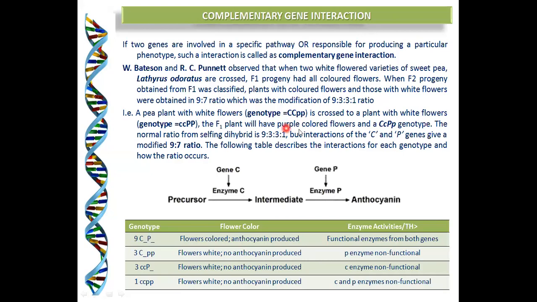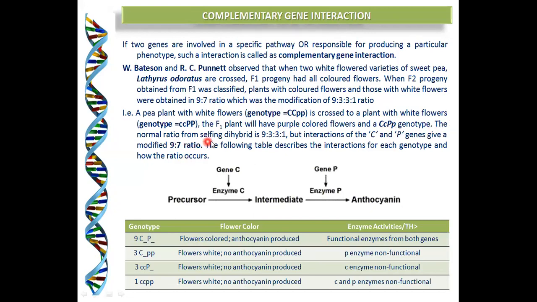So they are working together for a particular character, and that character is not harmful. This purple color flower is not harmful to the organism, to that plant, or to nature. So they are working together for a good job. We were getting white color flowers, now we are getting purple color flowers, so it is a good thing. As they are working together, we call it gene interaction. And as they are working together for a positive, good purpose, we call it complementary gene interaction.